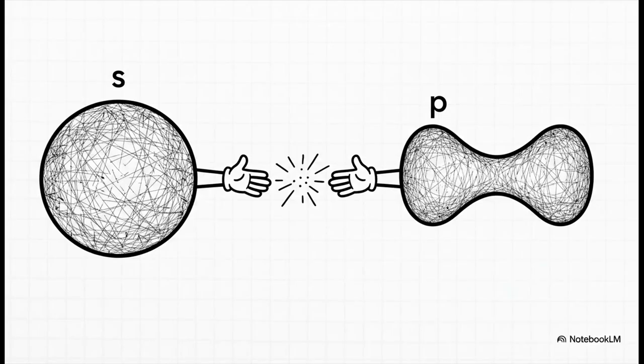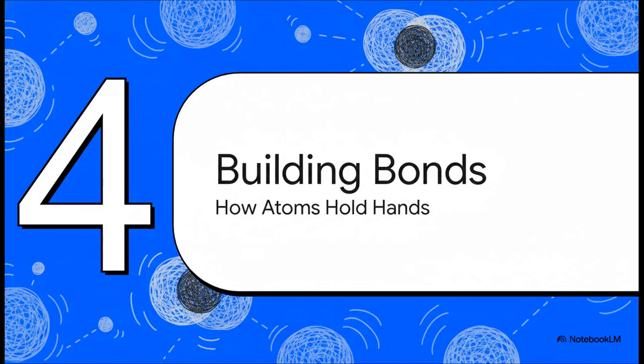Okay, so cool shapes, but why should you care about these abstract clouds? Because their shape, their geometry, it's everything. These orbitals are basically the hands that an atom uses to connect with other atoms. Their specific shape dictates exactly how and where chemical bonds can form. So how do these orbital hands actually connect? That brings us to how atoms hold hands.